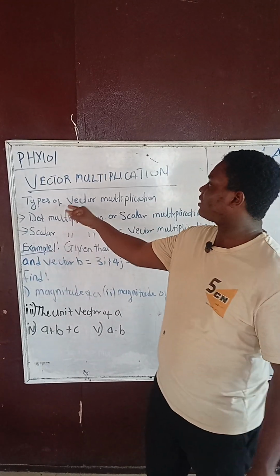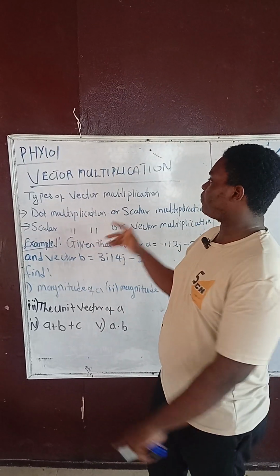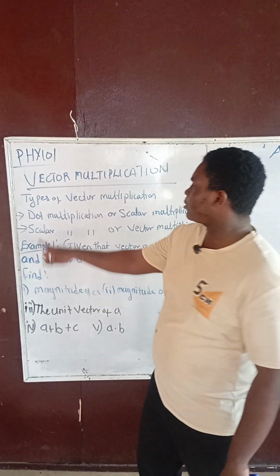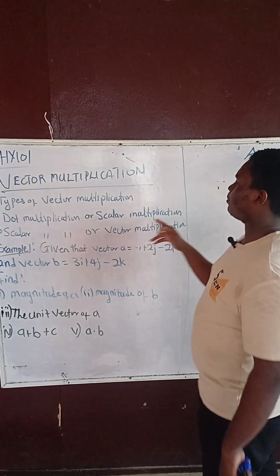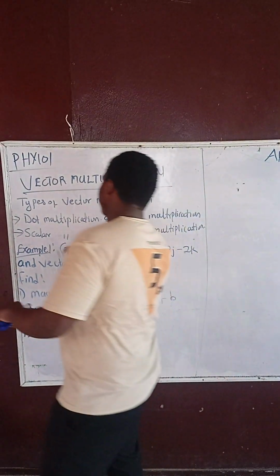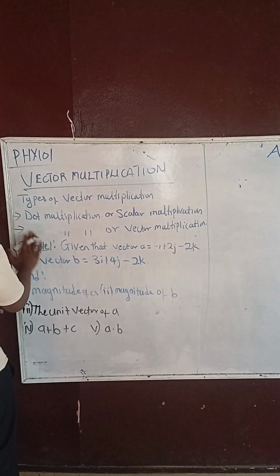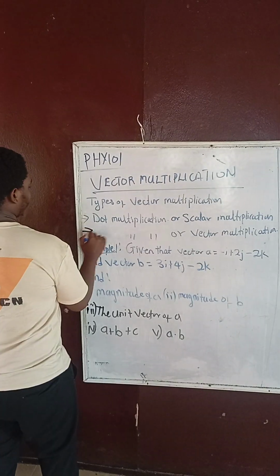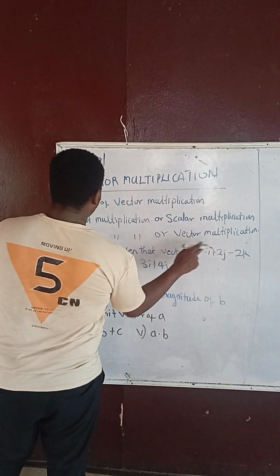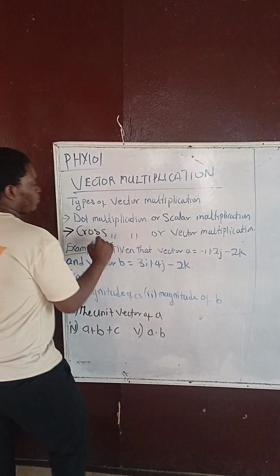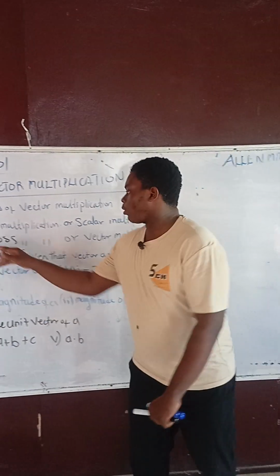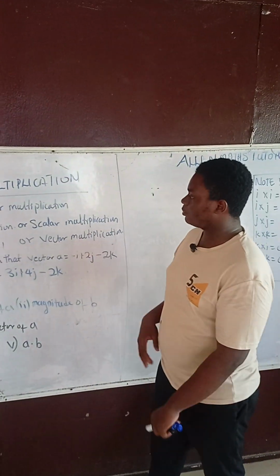You can see on the board, there are types of vector. There are two types of vector multiplications. The first one is dot multiplication, also called scalar multiplication. And the other one is called vector multiplication, also called cross multiplication. Cross multiplication or vector multiplication.